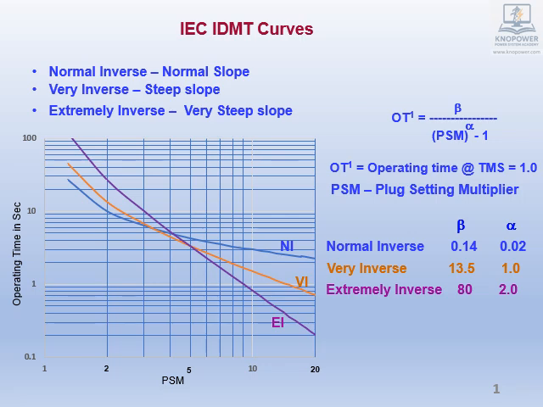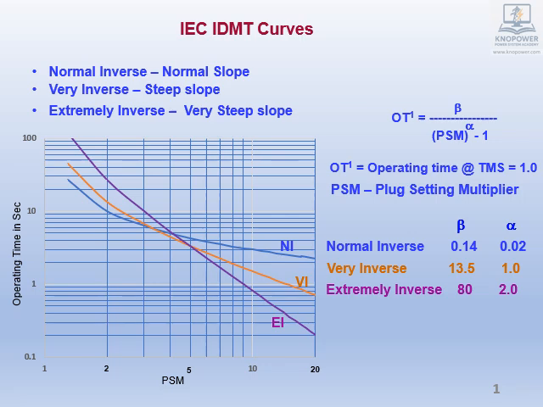We will change the track and discuss three IDMT curves as defined by IEC. Normal inverse: this we have already discussed extensively in the previous segment. The two additional curves introduced here are very inverse and extremely inverse. The steepness of the curve progressively increases from NI to VI to EI. The generalized IEC equation is shown on the right.